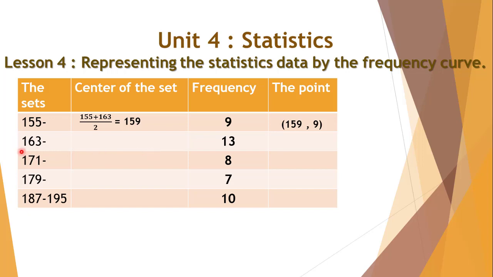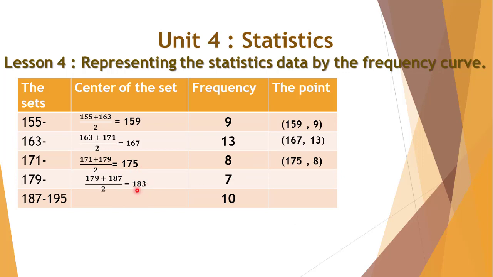Okay, the next one, 163 plus 171 over 2. The result will be 167. So what is the second point here? 167 with 13. This is the next point on the curve. By the same way, 175 and 8, also 183 and 7, and finally we have 191 and 10. Okay, we have here 5 points.